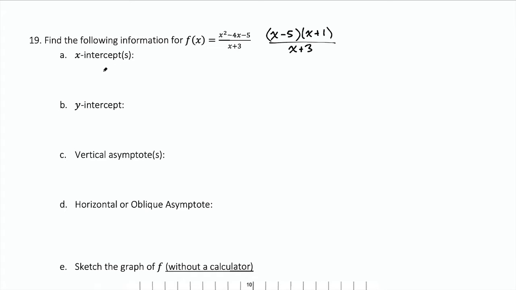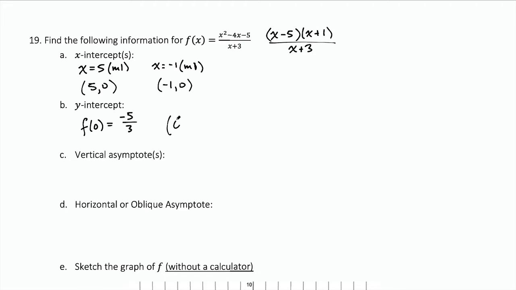For our x-intercepts, we get the zeros of the numerator. So that gives us x equals 5, which has a multiplicity of 1, and x equals negative 1, again with the multiplicity of 1. To write those as x-intercepts, write them as points, (5, 0) and (negative 1, 0). For our y-intercept, we just plug 0 into the function, f of 0, which equals negative 5 over a positive 3. So negative 5/3 as a point, that's (0, negative 5/3).